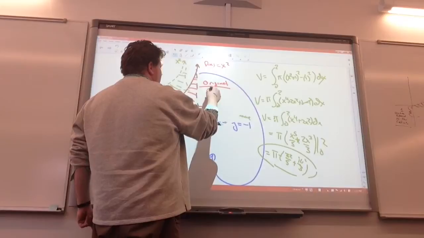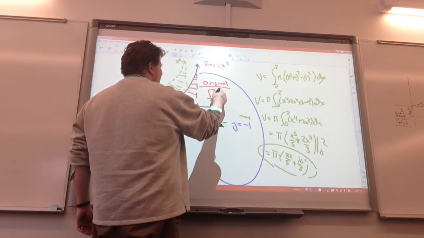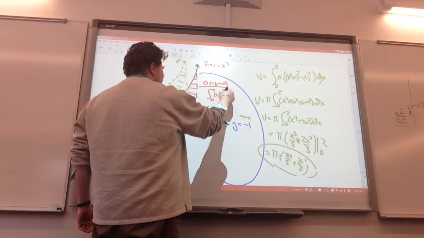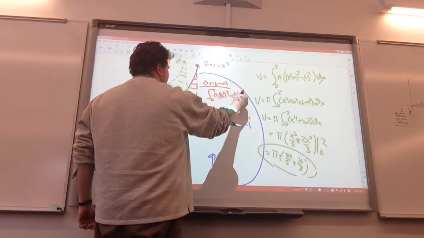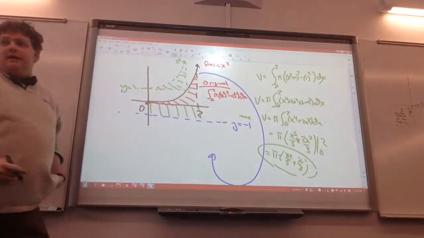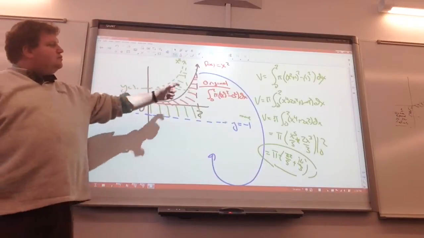would have been, if I used the washer method, from 0 to 2 of pi times x squared squared minus 0 squared dx, right? What's 0 squared? Nothing. It goes away. Leaving us with just the disk method there. But I moved everything up by 1, which means I have to add 1 to both my functions to make them work out. Does that make sense now? Yeah. Okay? And so you have to adjust accordingly.